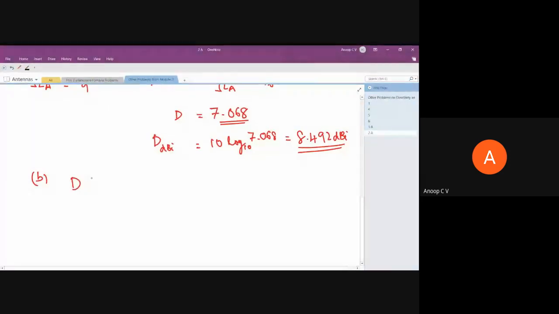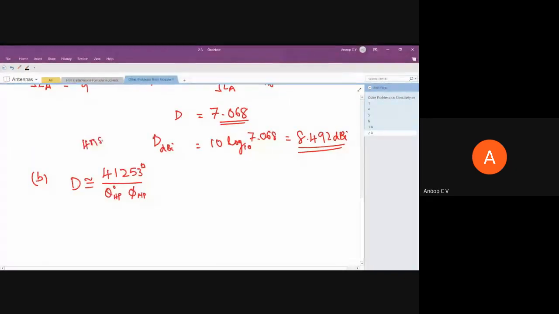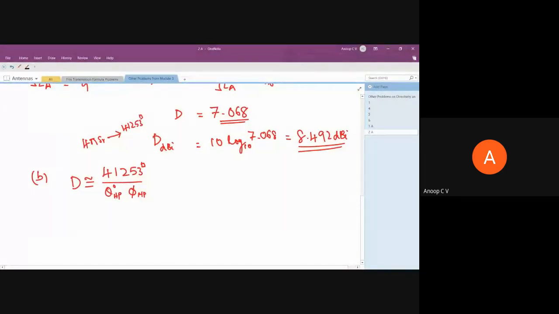Using the approximate method, approximate directivity will be equal to 41253 divided by theta half power in degrees times phi half power in degrees. Is it correct what I have written? So this 41253 is nothing but 4 pi steradian converted into square degrees, 41253 square degrees. Since this omega A approximation uses theta HP and phi HP, those should be in degrees.